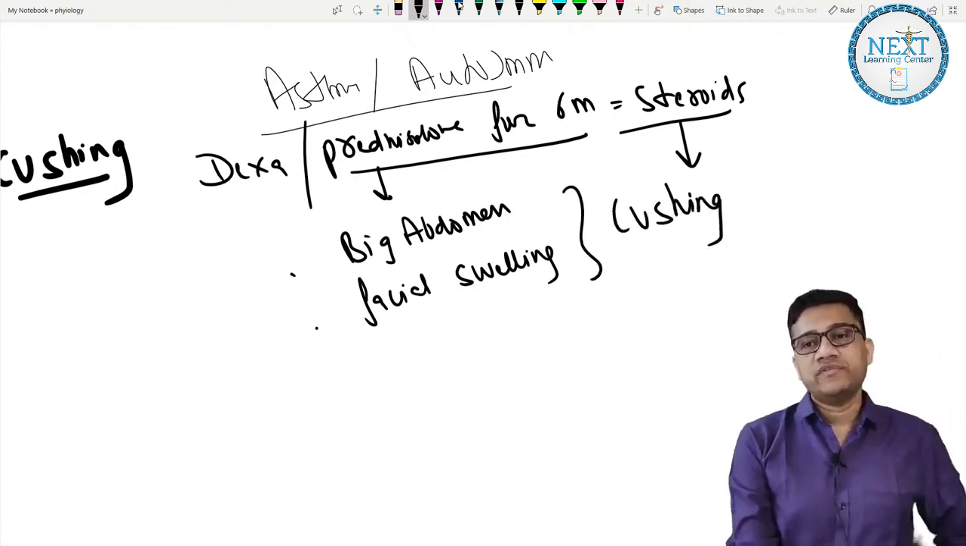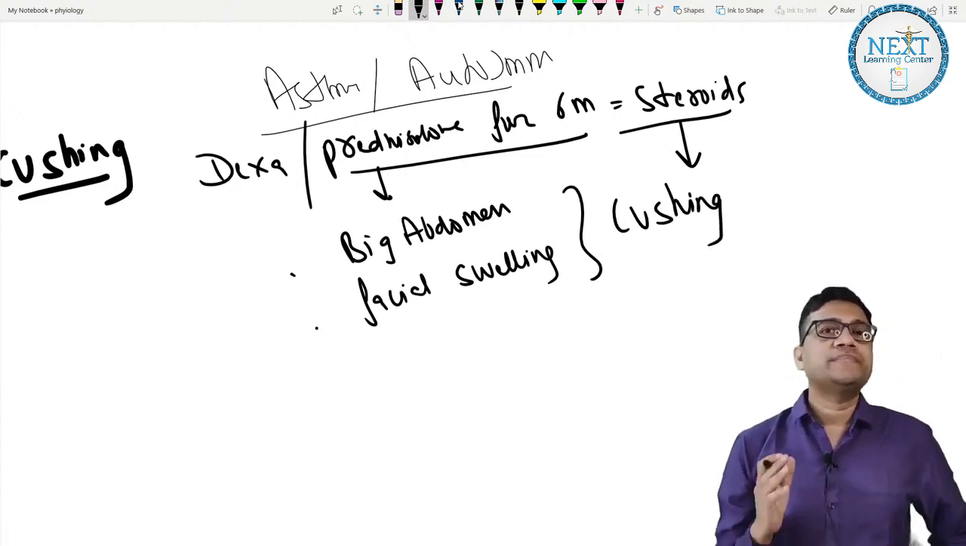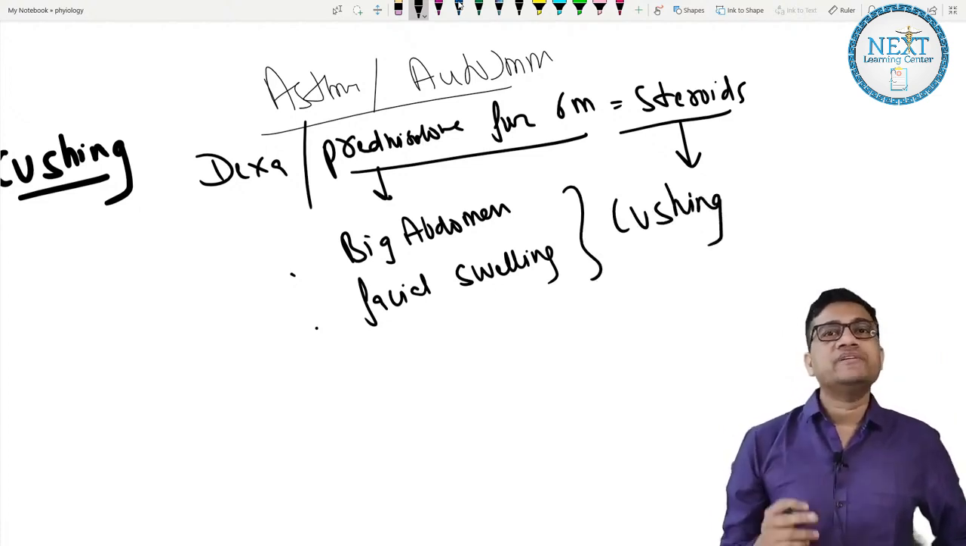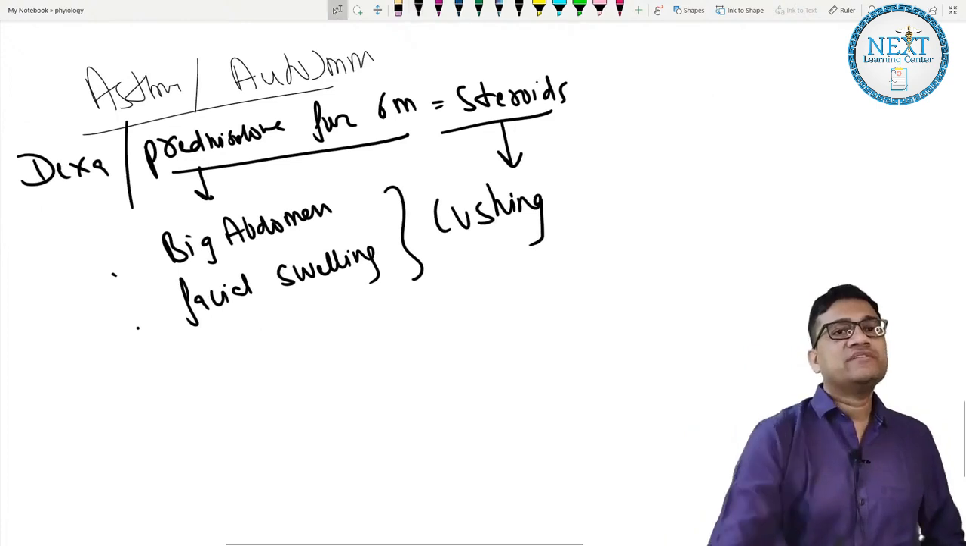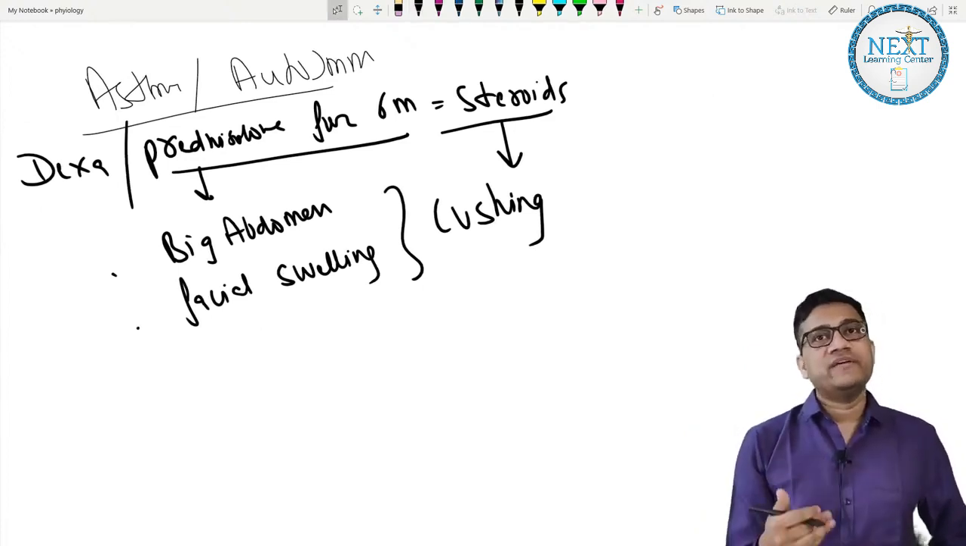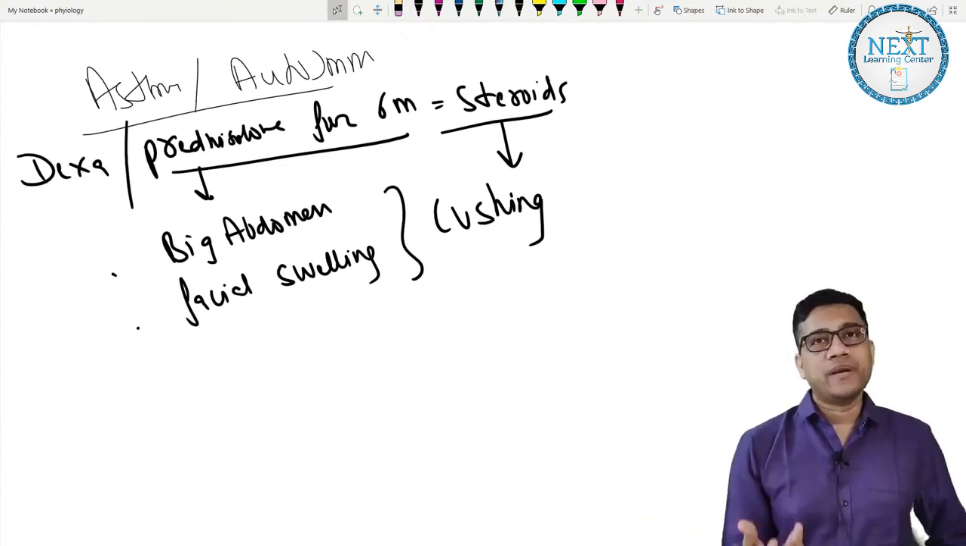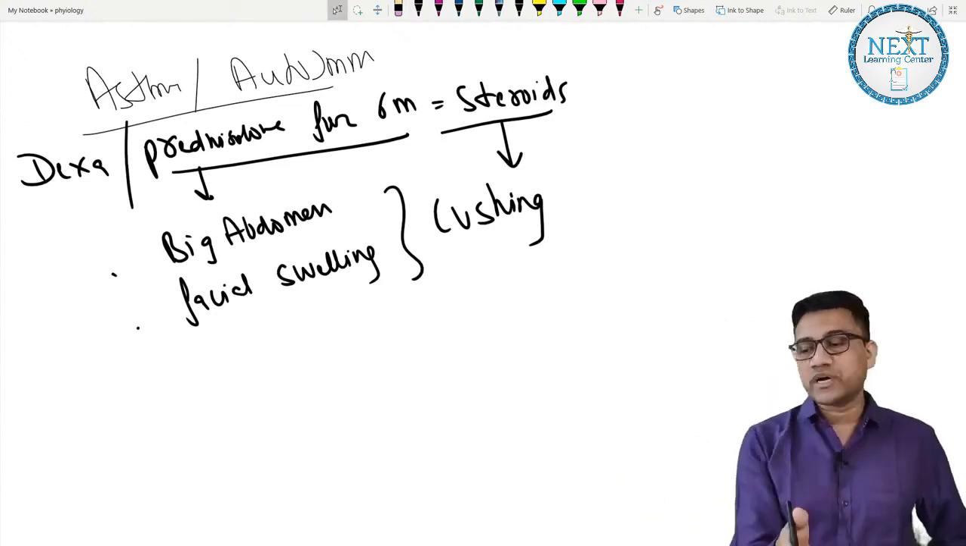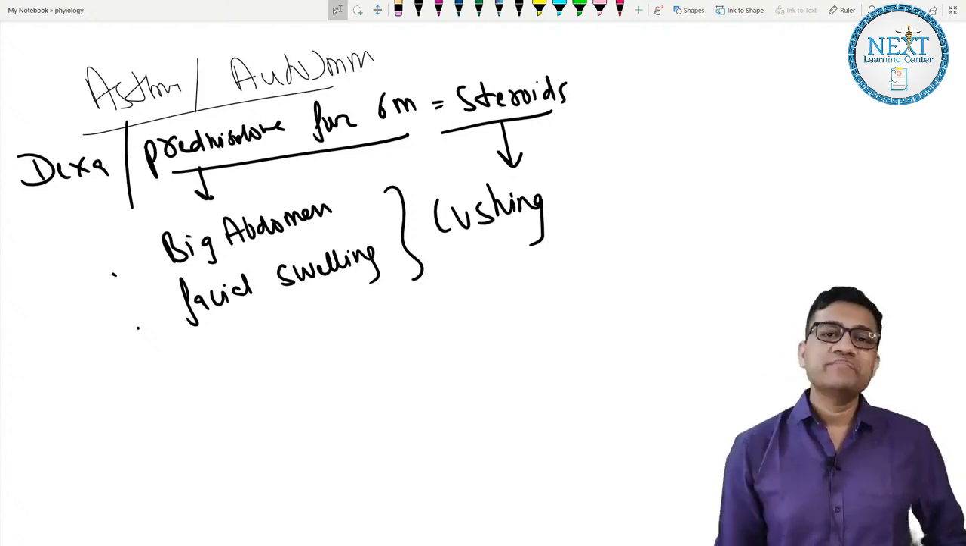Okay, and obviously what we do, we cannot stop steroids abruptly. We always taper the steroids. So let's say he was getting 20 milligram, so you should reduce it to 10, then 5. So we cannot stop steroids abruptly. We have to first reduce the dose, only then. So it is Cushing's.